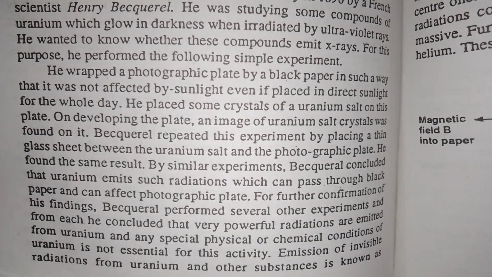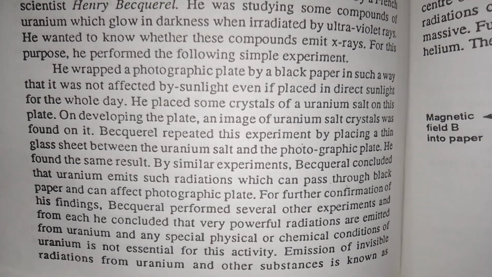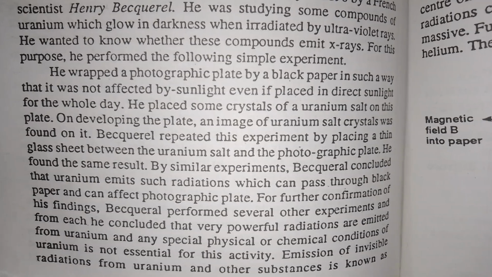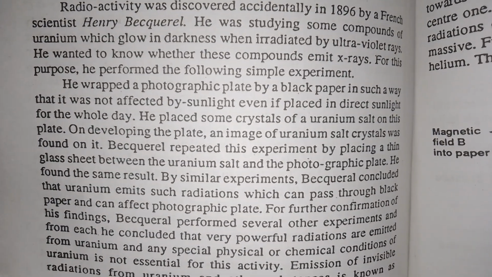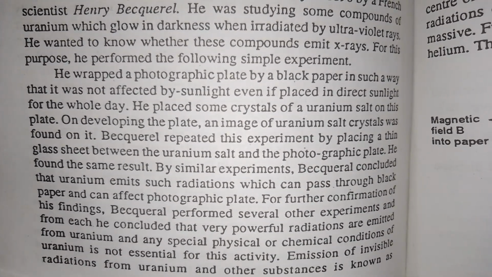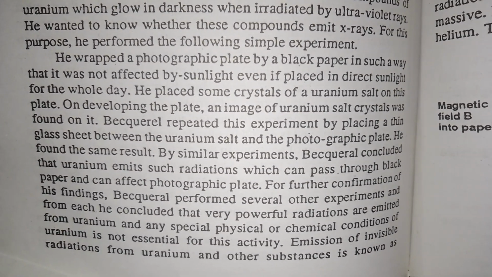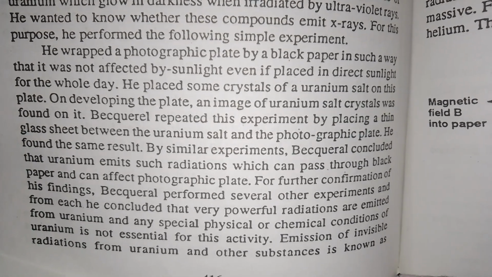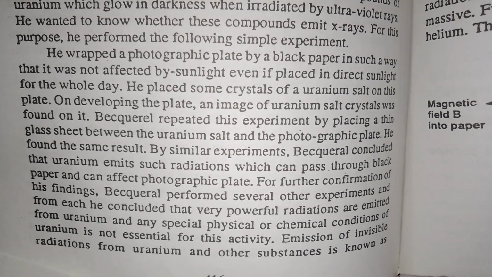Becquerel repeated this experiment by placing a thin glass sheet between the uranium salt and the photographic plate. He found the same result by similar experiments. Becquerel concluded that uranium emits such radiations which can pass through black paper and can affect a photographic plate.